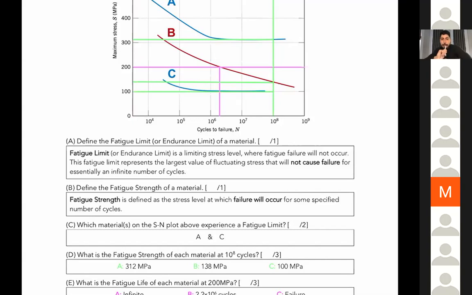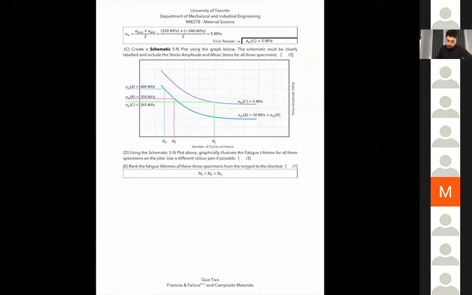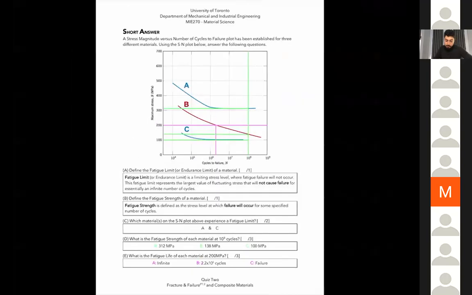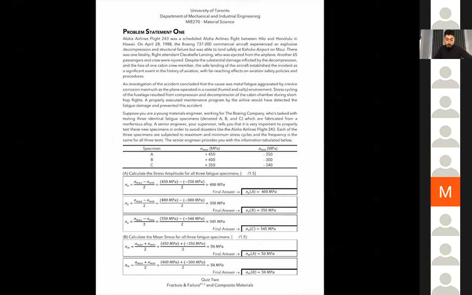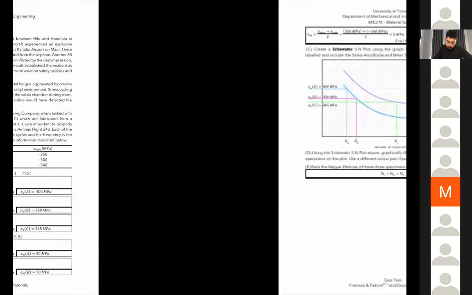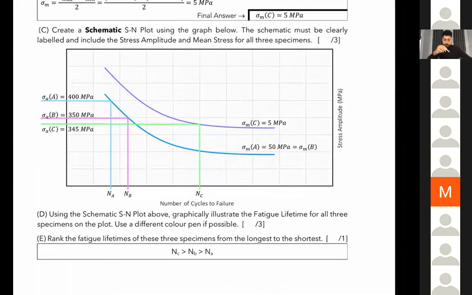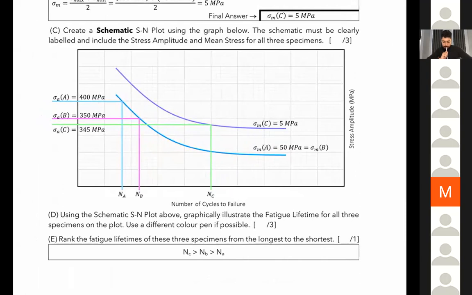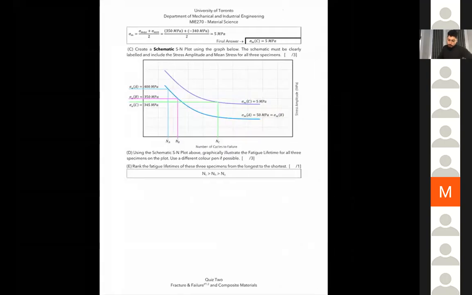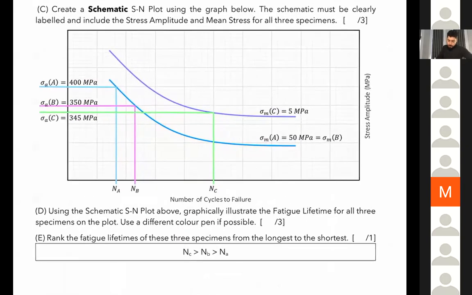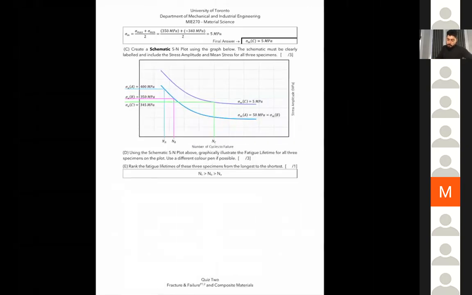And sorry, just one last question. For problem statement, can we go to part C? Part C of problem statement 1. Could you just re-explain the whole SN plot thing? Yes, I'll do that very quickly.